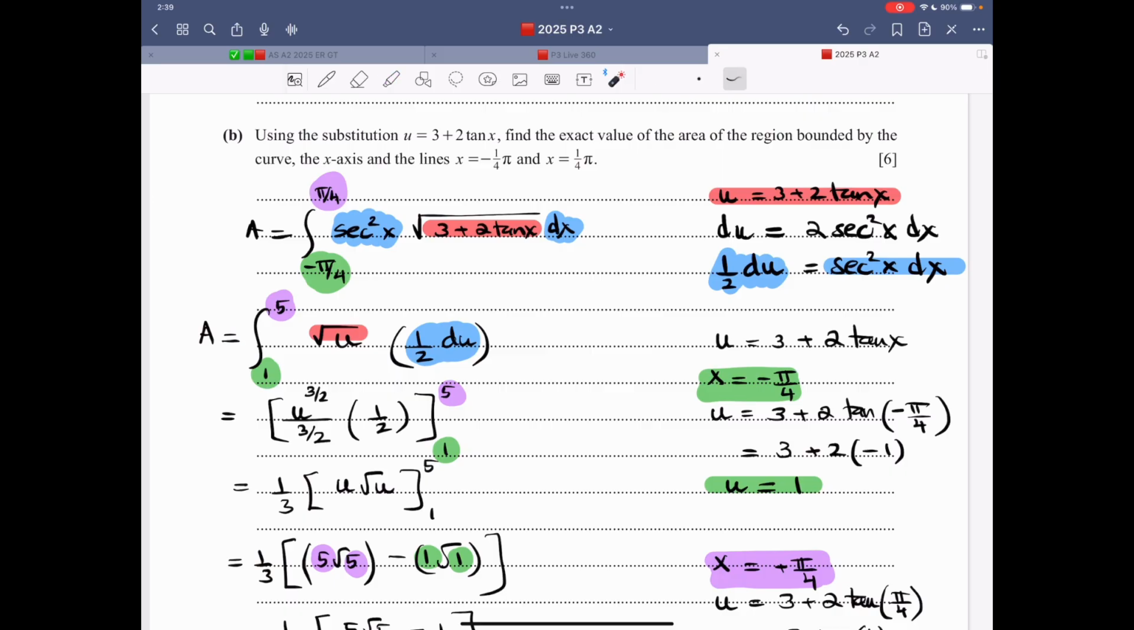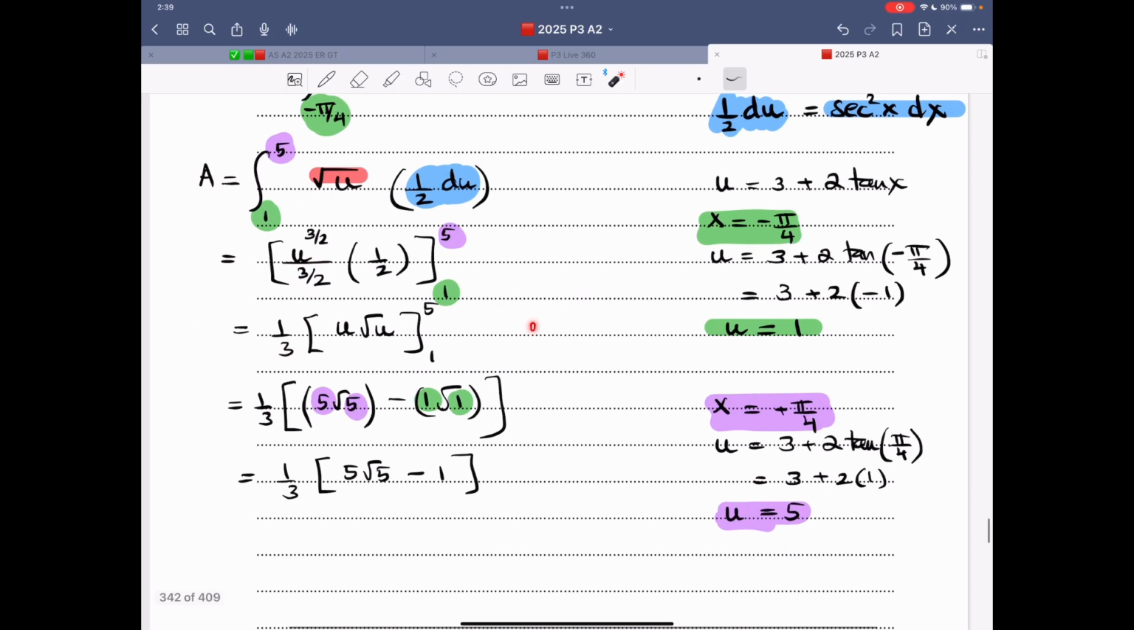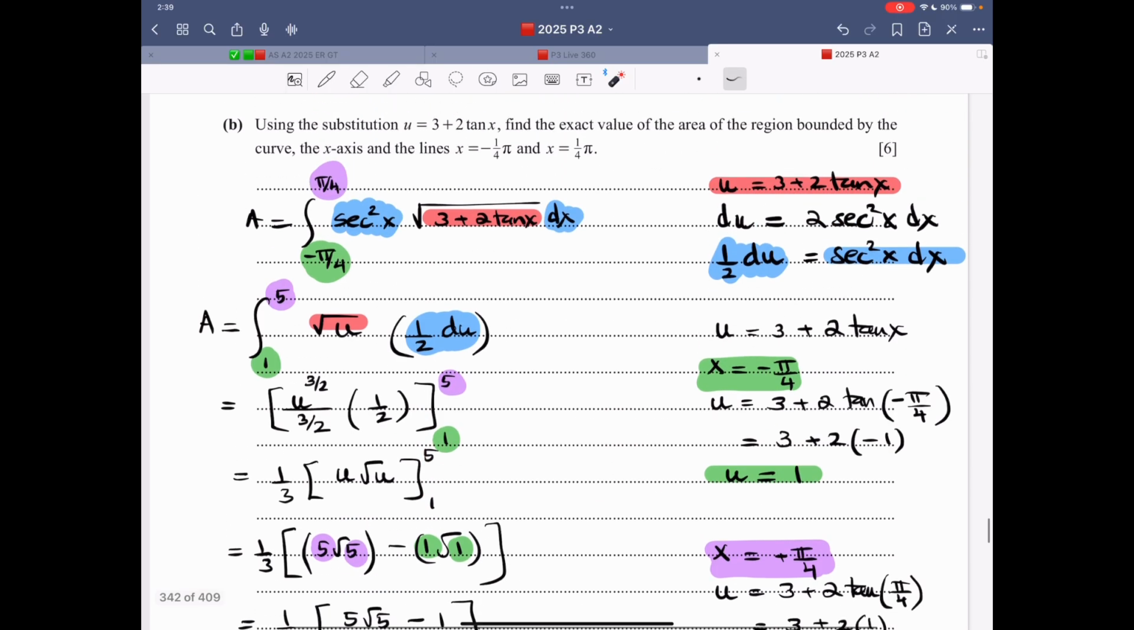So now it's a very basic integration. Half as it is. U has a power of half, increase the power by 1, divide by the new power. 3 over 2 after flipping becomes 2/3 into half, that comes out to be 1/3. U raised to power of 3 over 2 can be written as u root u. Let me plug in 5, let me plug in 1, simplify, that is the answer.